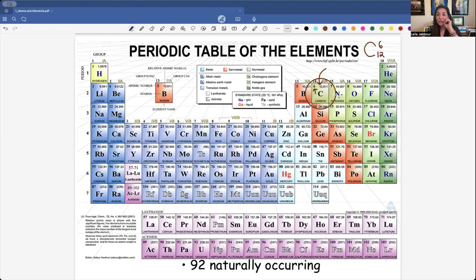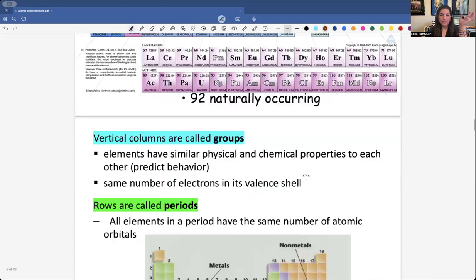Next to it is nitrogen, oxygen, and hydrogen is over here. That's all I'm going to say for now.